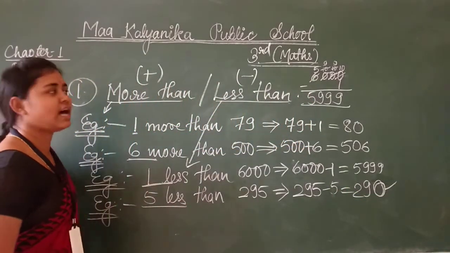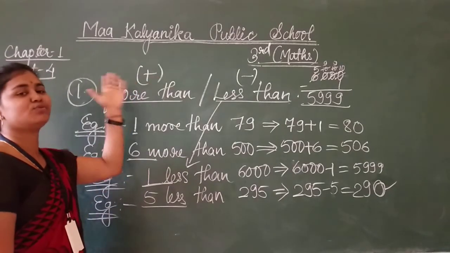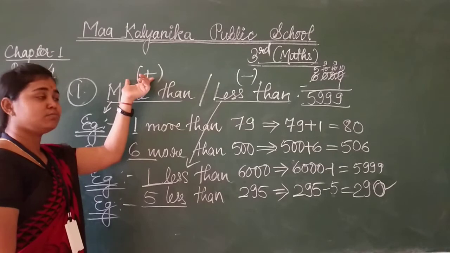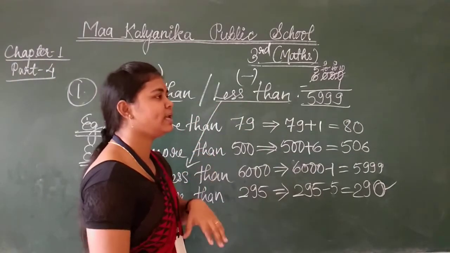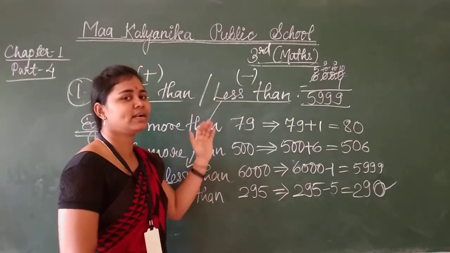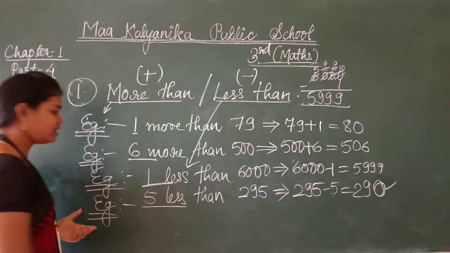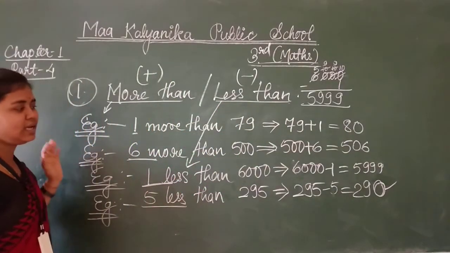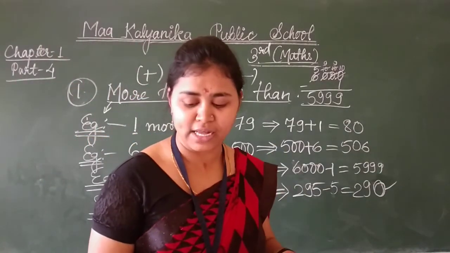If the question asks you to write 1 more than, 5 more than, 6 more than, then you have to add those numbers to the given number. And if it asks 5 less than, 2 less than, 1 less than, like these questions, then you have to subtract those numbers from the given number. So in this way we have understood. I think you have understood less than and more than.